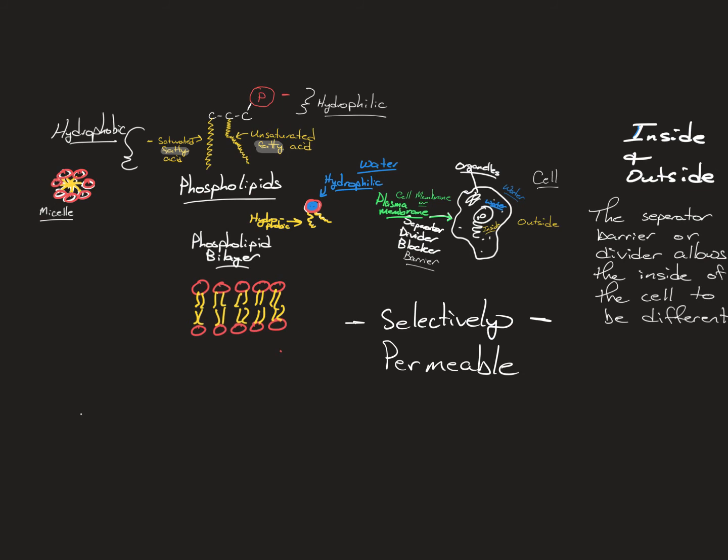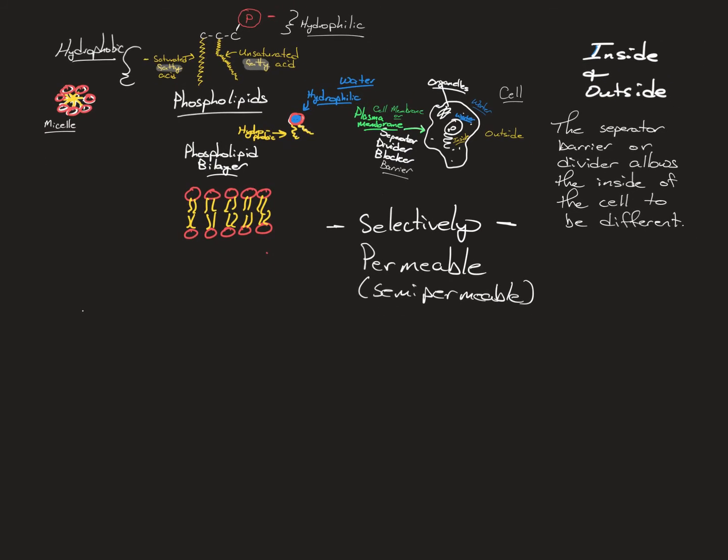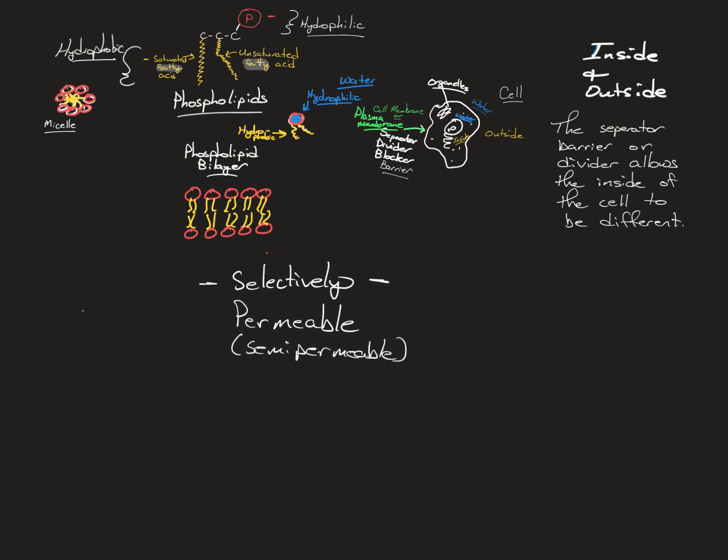So, selectively permeable. Another word that some people like to say, and I'm going to put it because you might read it in a book, is semi-permeable. I don't like that one so much because it suggests that it's half permeable, but that's not true. It's selectively permeable. Are we all okay with that?